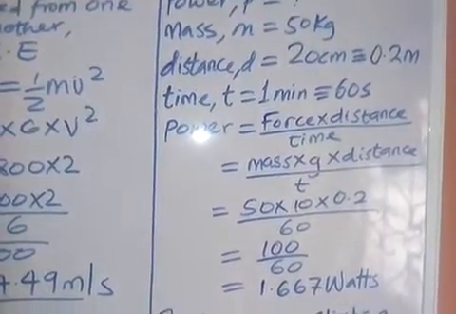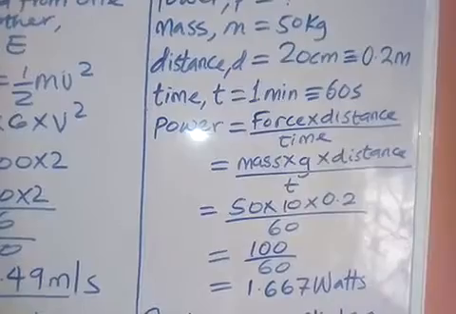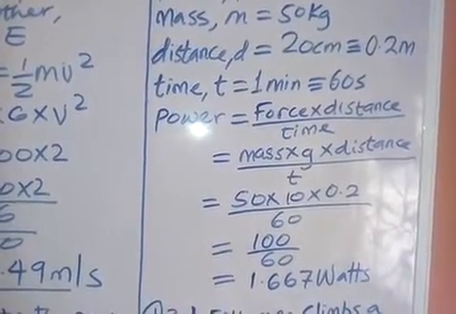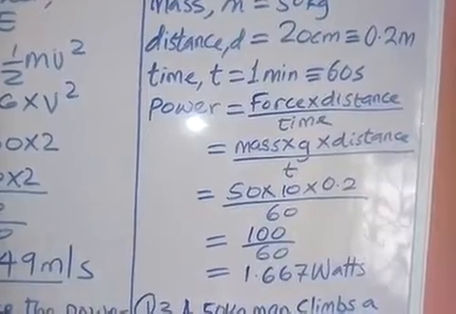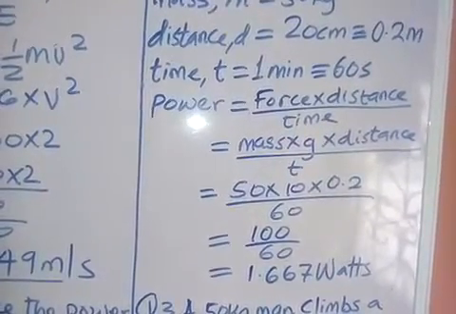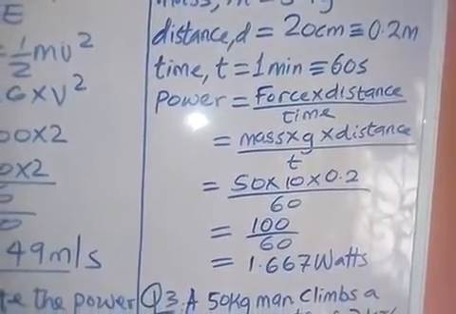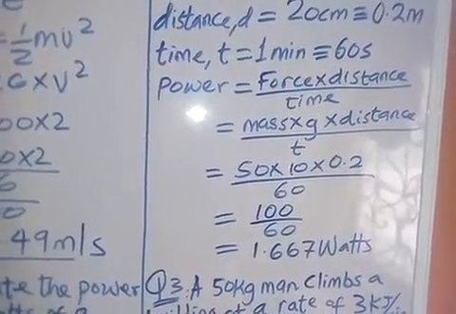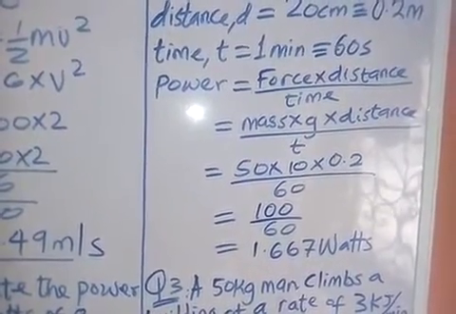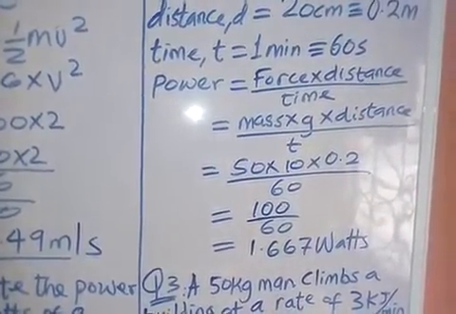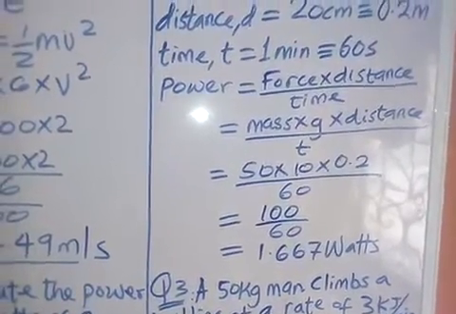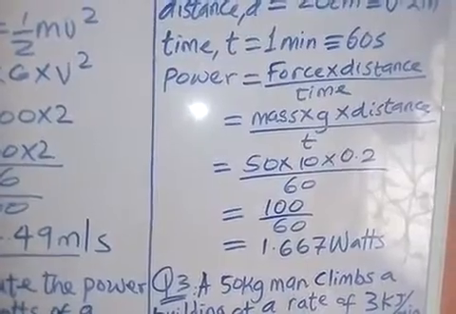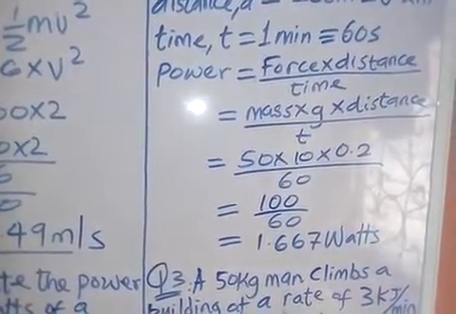What is the basic formula for power? Power equals force times distance all over time. So there, what is our force? Force is mass times g, that is mg, multiplied by the distance. So from there, we put our figures given. m is 50, g is 10, our d is 0.2. Take note, g, whether it is given or not, we take it to be what now? 10 meters per second squared.